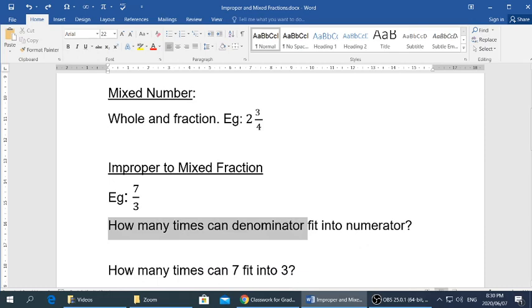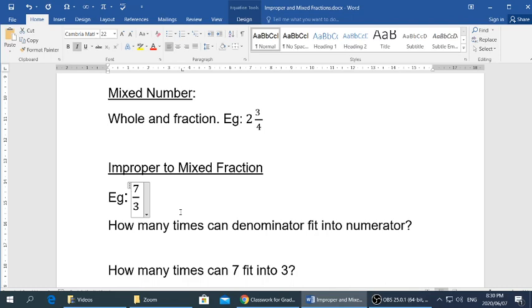You ask how many times can the denominator fit into the numerator. So how many times can 3 fit into 7? Well, let's count in multiples of 3. 3, 6, 9. 9 is too big. So we stopped at 6. So that means 2. If you count on your fingers, that's 2 times. I'll do it again. 3, 6. So you literally count on your fingers. You do your multiples while counting on your fingers. And we stopped at 6, which is the second one.